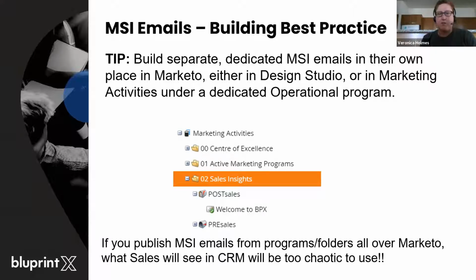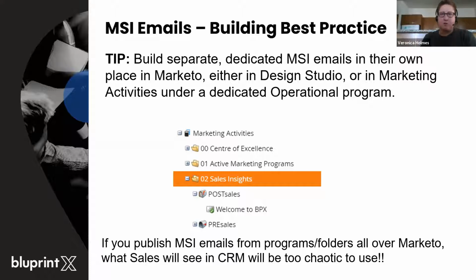So what you need to do is make sure your program and your email names make sense, because Graham's going to show you how the salespeople use them. You'll see when we get there how important it is that these emails are self-explanatory in their naming. Now, in normal Marketo practice, we would tell you to name your program specifically and your asset generically. In this case, I would say be specific with both.